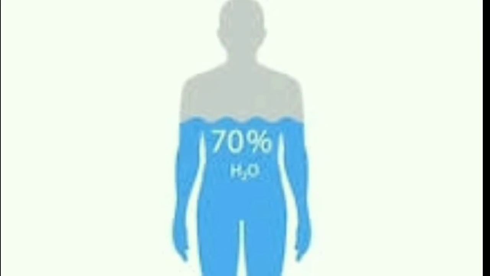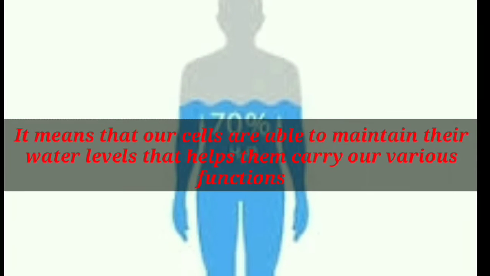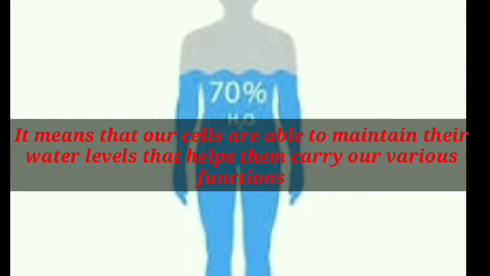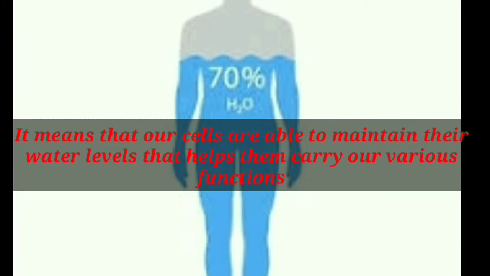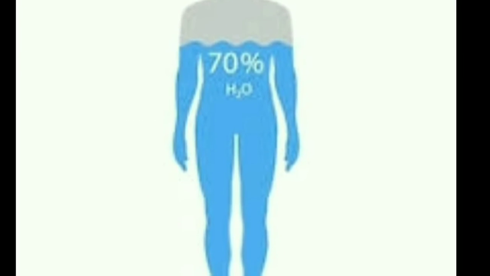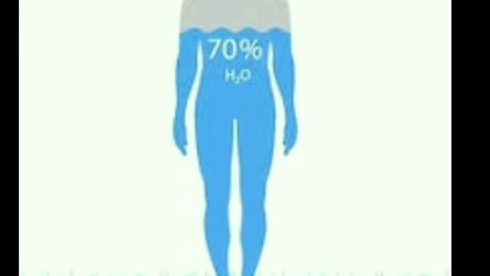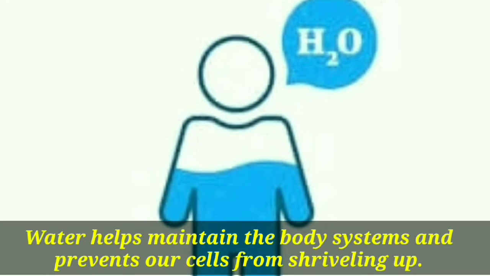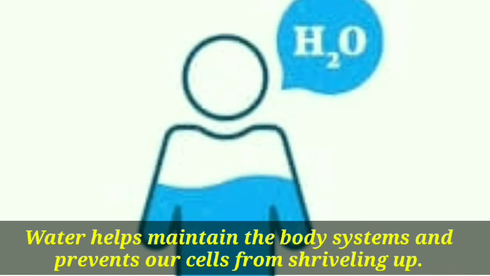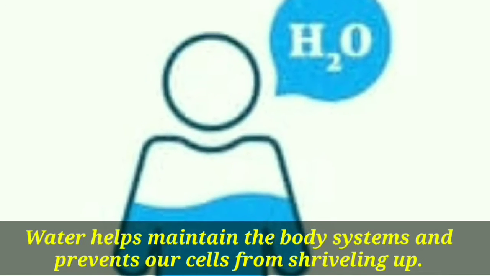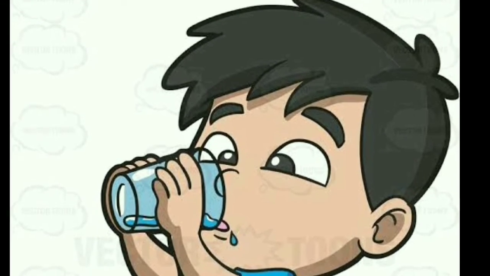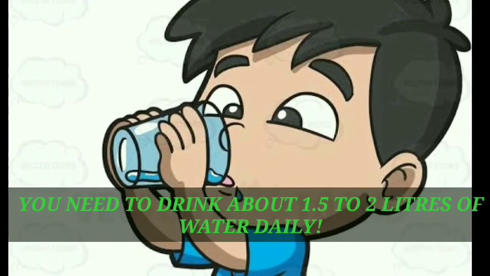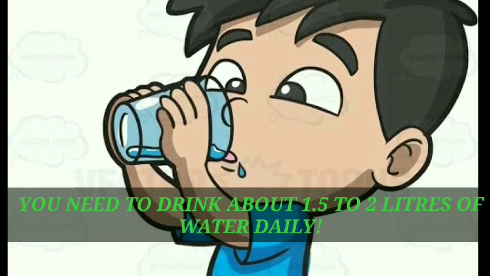Hydrated होने का मतलब आपको पता है? It means that our cells are able to maintain their water levels that helps them carry out various functions. Water is the medium in which all our body functions occur. Water helps maintain the body systems and also prevents our cells from shriveling up. Always remember, you need to drink about 1.5 to 2 liters of water daily.